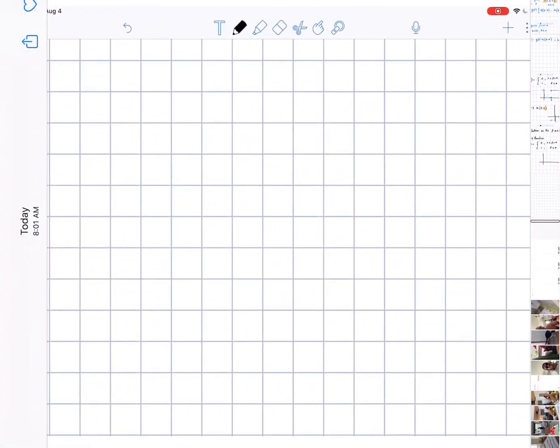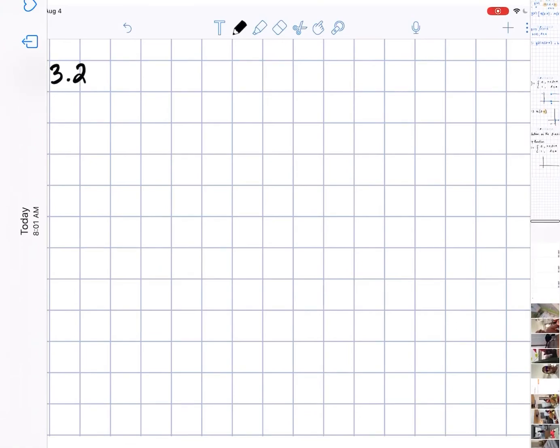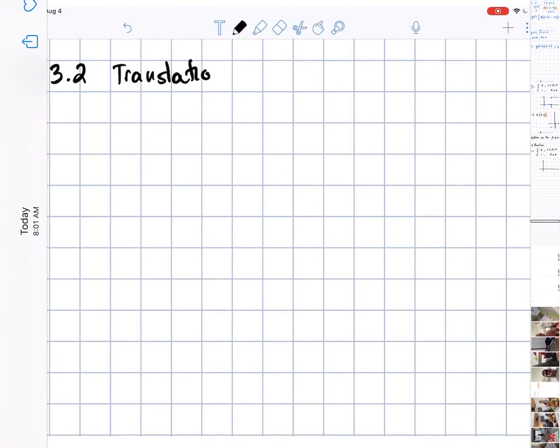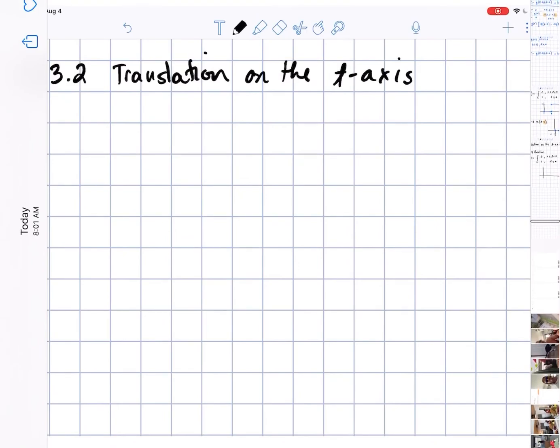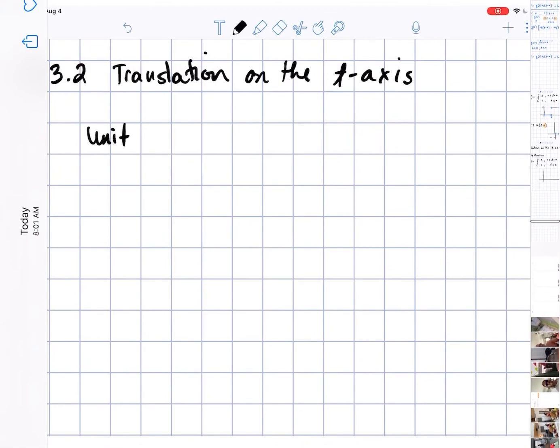All right, guys. So 7.3.2. This is going to do a translation on the t-axis. Okay, and the first thing that we discuss in this section is the unit step function.